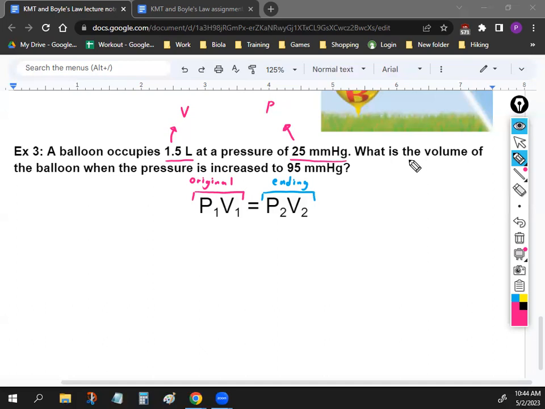Okay, and then it's asking what is the volume? So we're looking for V. Okay, we don't know if it's V1 or V2. We're looking for volume when the pressure is increased to 95 millimeters of mercury.